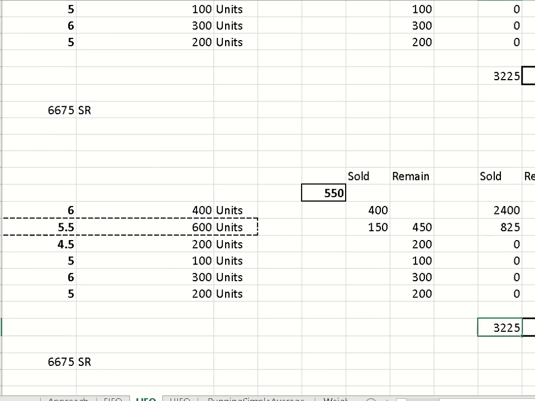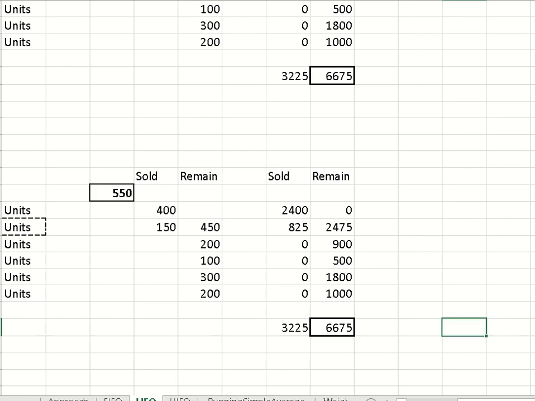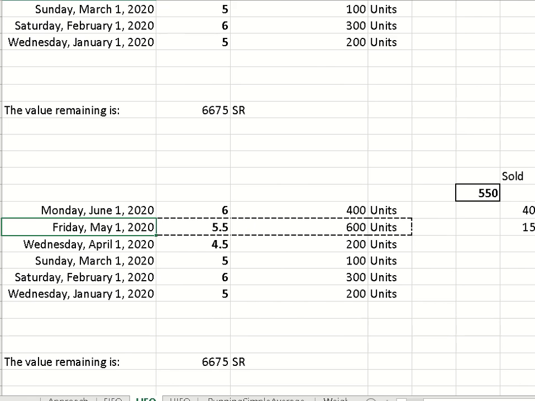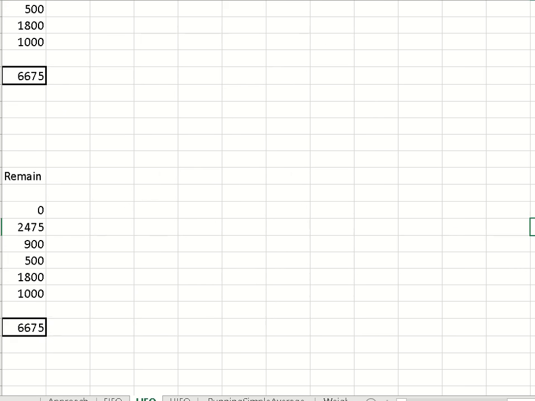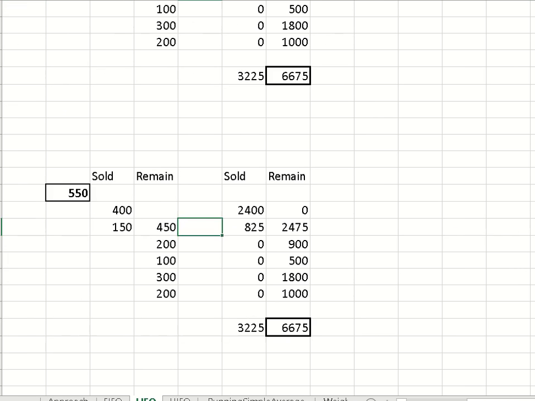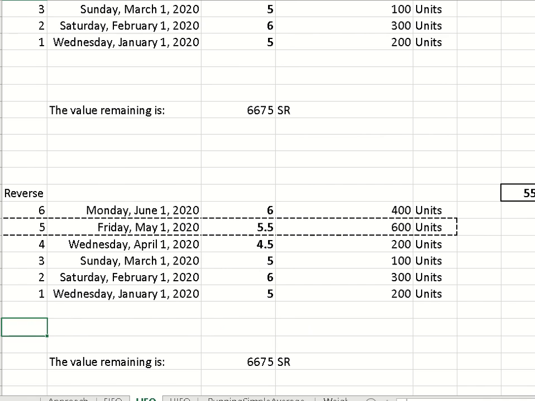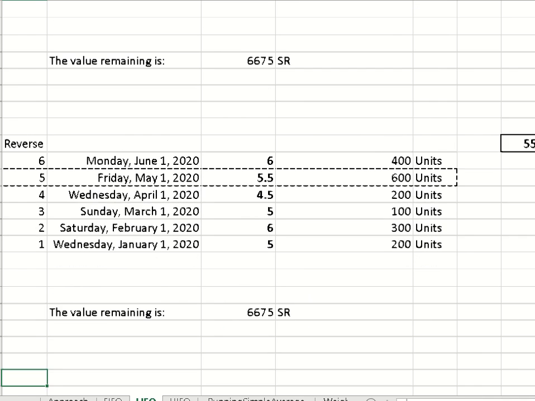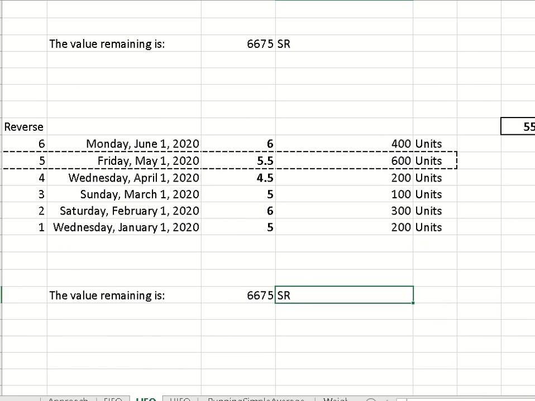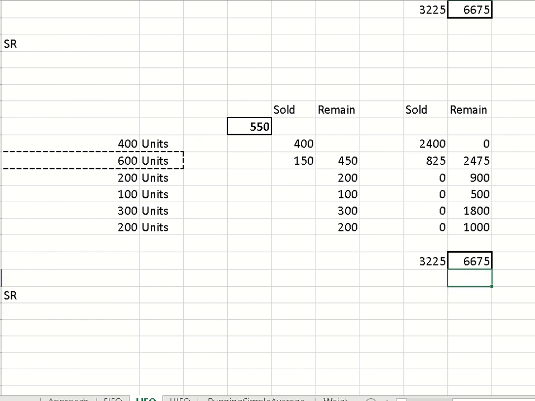So you total them, 3,225. Here, you now multiply 450 times the unit price. And so you now have this amount, 245,900. So you have 6,675. So this is the LIFO. So the remaining value, the remaining items in the warehouse has the value of 6,675, which is this one, the one on the right.